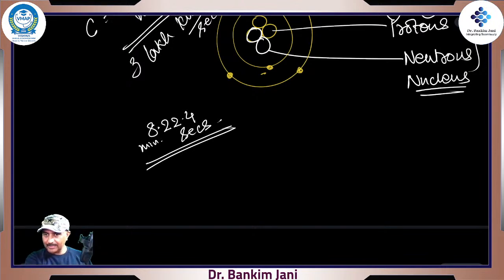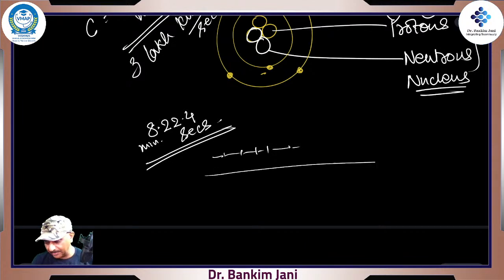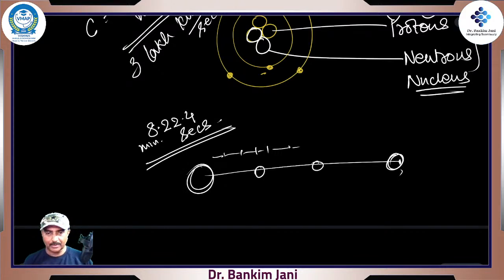So as the sun rose, light is traveling 3 lakh kilometers per second. When light hits our eyes, this is the sun, then Mercury, Venus, Earth, and we are on number 3. Then we see, achha, light has reached, so now we see the sun is rising. Basically, it started 8 minutes and 22.4 seconds before. But the distance is so much.